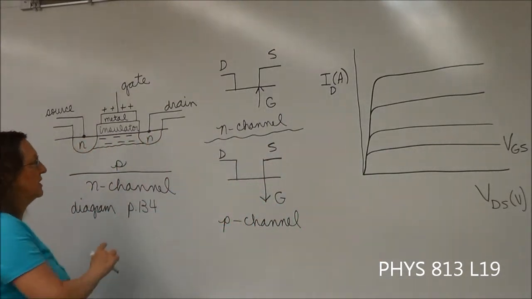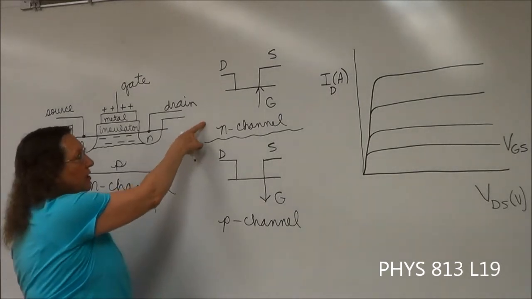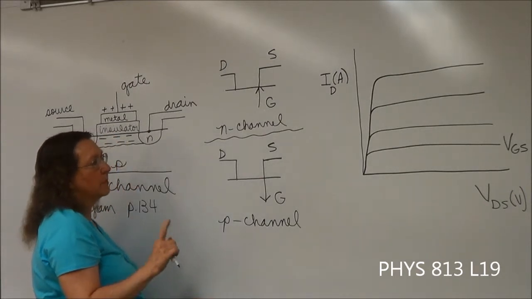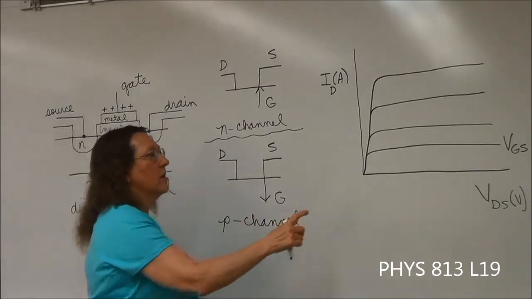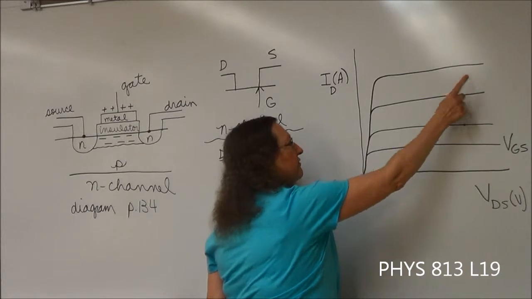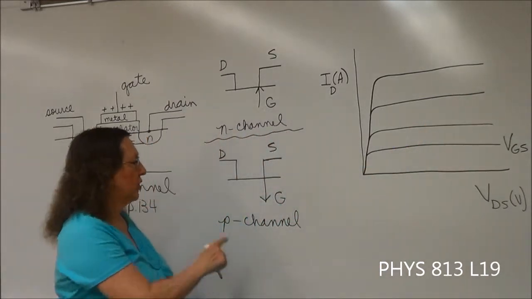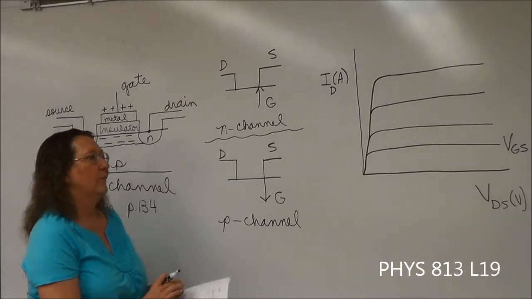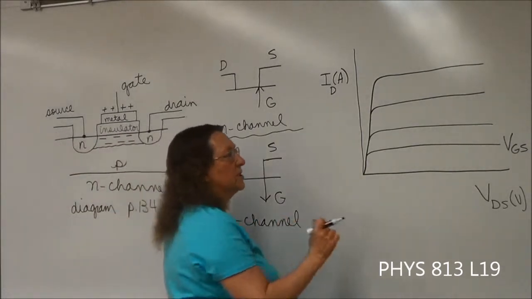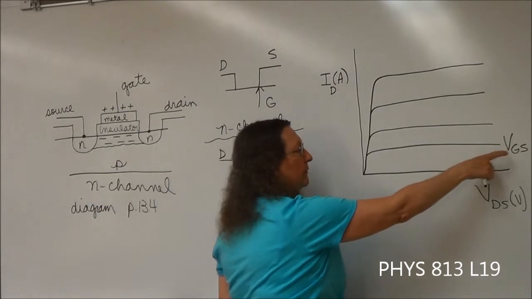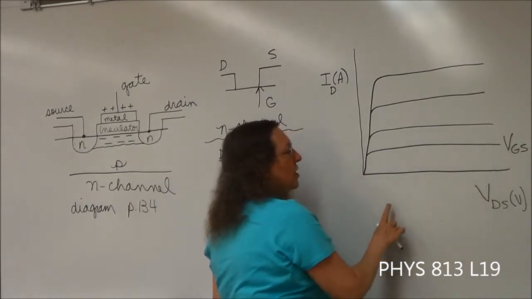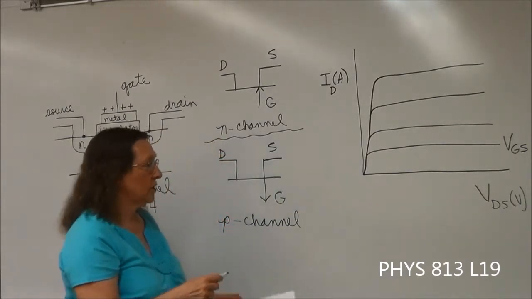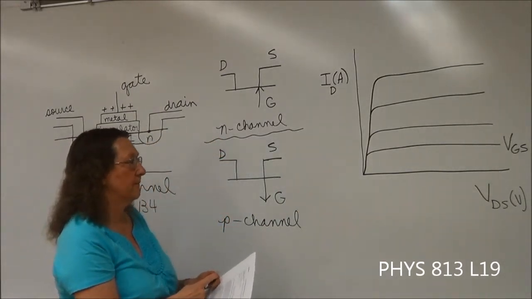It also depends on whether you have an N-channel transistor or a P-channel, and I believe that for the N-channel these are positive voltages, and for the P-channel they might be negative voltages. So the important thing is, though, that we're going to look at a positive gate source voltage. We're going to vary the drain source voltage and monitor the drain current.